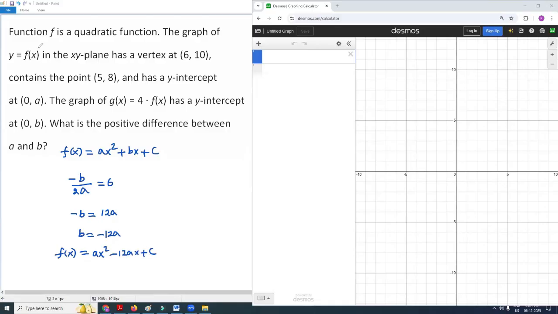And we have the information y equals f of x, so we can replace f of x by y. Then we have y equals ax squared minus 12ax plus c. Now the quadratic function contains only two unknown constants, a and c. Now we can use these 2 points on the graph to get the values of the two unknown constants in Desmos. Let me click on table. The first point is (6, 10) and the second point is (5, 8).